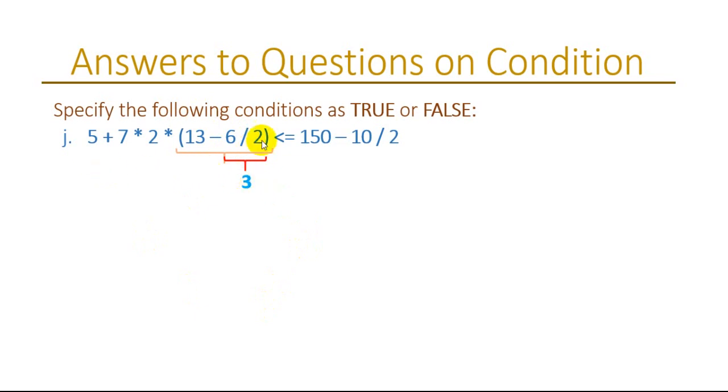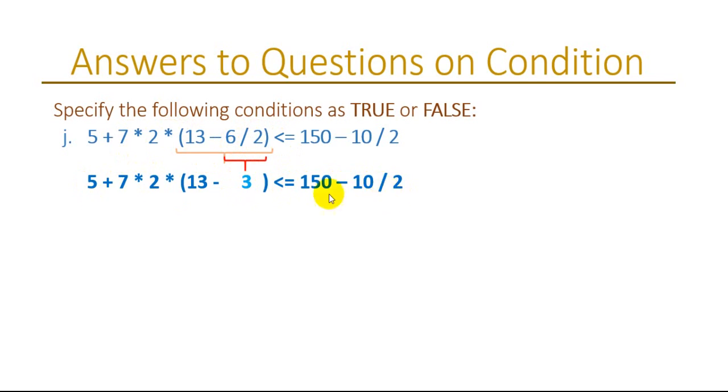Okay, and let's write the rest of the condition as it is. See this, 5 plus 7 into 2 into, within brackets we have this 13, this 6 divided by 2 became 3. Close bracket. Then we have the less or equal to 150 minus 10 divided by 2. That expression is there. So now we have come up to this.